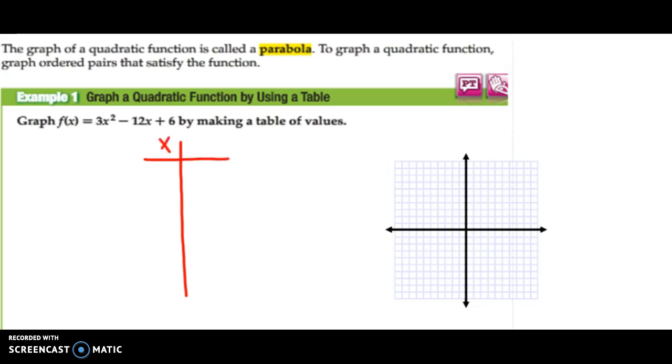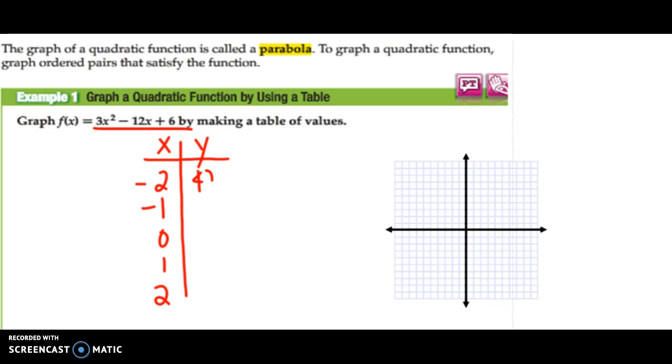Now, I've taught you this before, and you've seen this before, and generally what we do is we pick the same 5 values. We pick -2, -1, 0, 1, and 2. And just like you've seen before, you can go to your calculator, go to the y equals button, and put in 3x squared minus 12x plus 6. And then you hit table, and you'll see all of those values. And when I do that on mine, this is what I get.